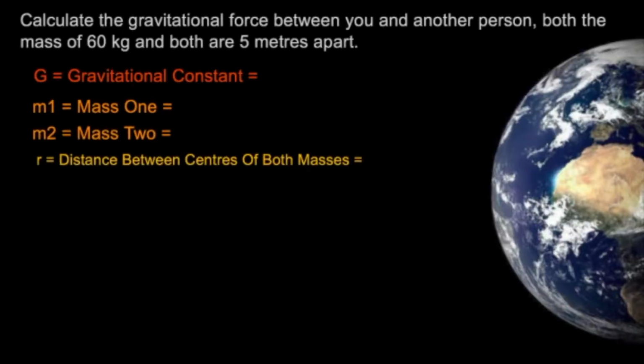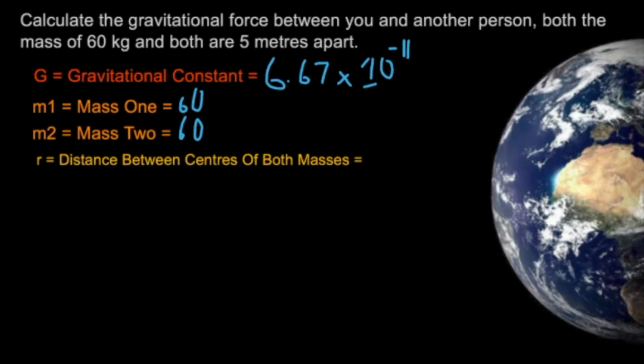Calculate the gravitational force between you and another person, both the mass of 60 kilograms and both of you are 5 meters apart. So first, to find out this question and put all the values into the formula, we will first have to find the G, which stands for gravitational constant. And we know this is equal to 6.67 times 10 to the power of negative 11. Since we have our G, we need to find our m1 and m2, which is the mass of each object. And from the question, we know that both of you equal 60 kilograms.